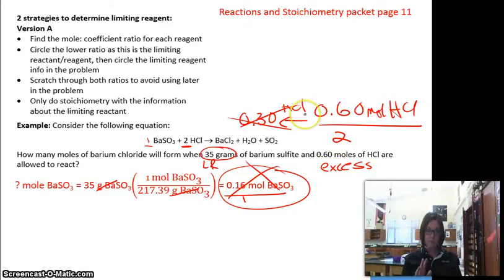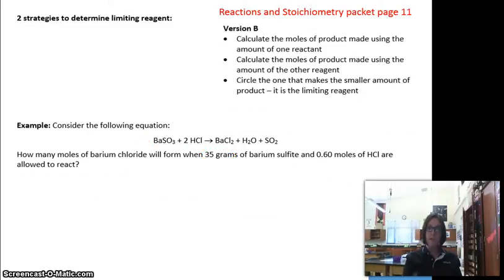So if this isn't working for you, if you don't like the ratio of moles to coefficient, the other thing you could do is just go ahead and do the stoichiometry twice and look at product. Instead of trying to predict ahead of time, you could calculate the moles of product that you could make using one reactant, and then you could go back and calculate the moles of product using the other one and circle whichever one is smaller.